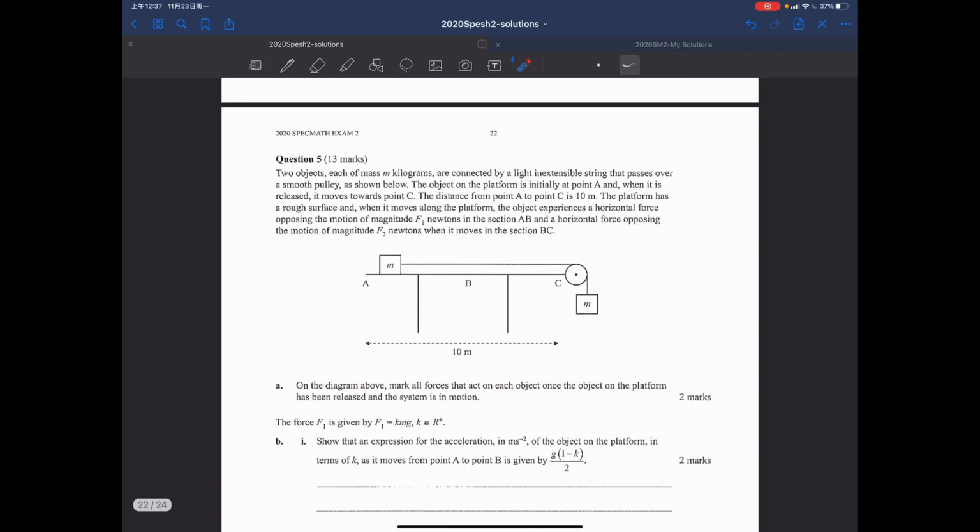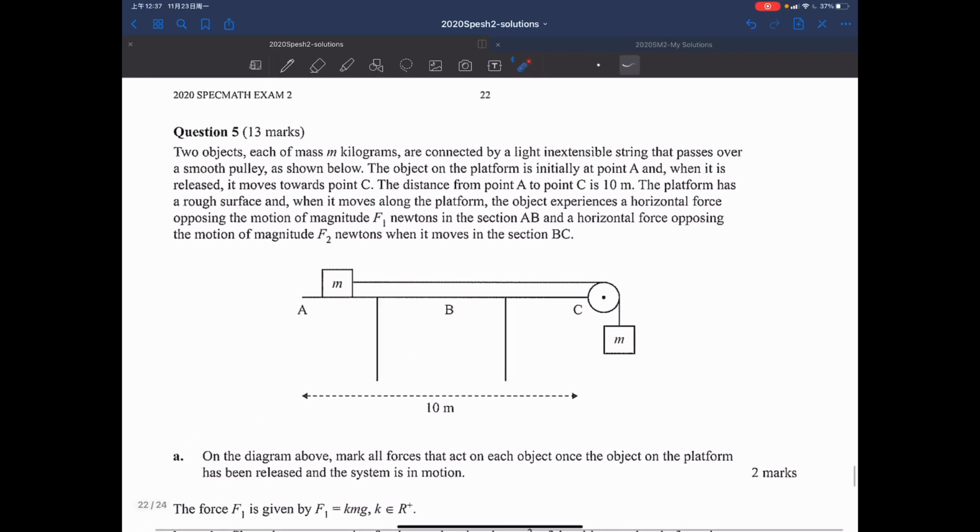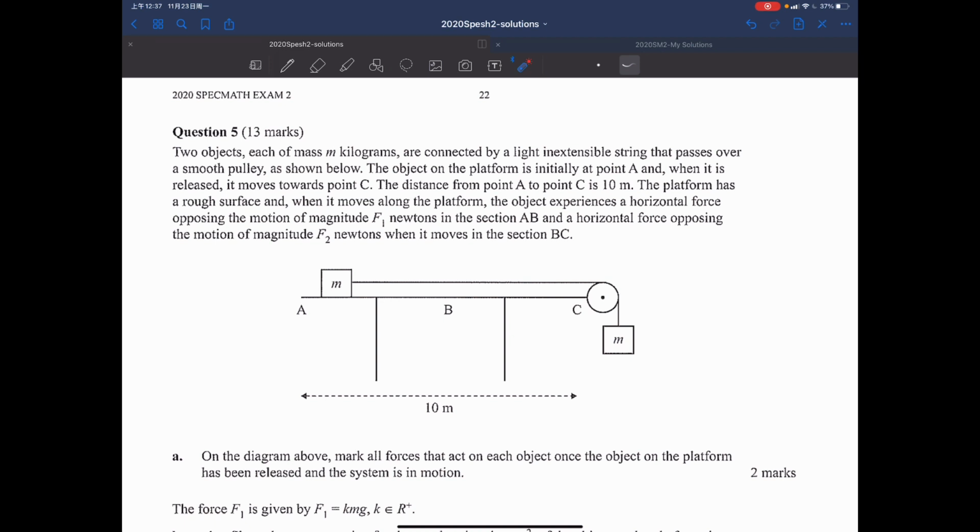Question 5. For the first part, you want to mark all forces that act on each object once the object on the platform has been released and the system is in motion. Actually, at the beginning, I was a little bit confused because the question described 2 horizontal forces opposing the motion, of magnitude F1, and another horizontal force opposing the direction of motion of magnitude F2. F1 is for the section AB, F2 is for the section BC, and B is in the middle point.